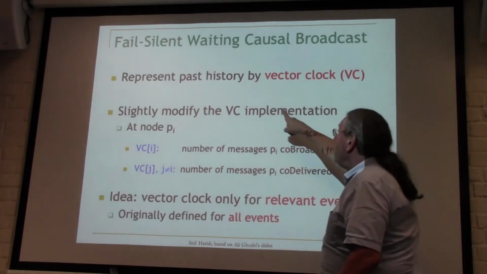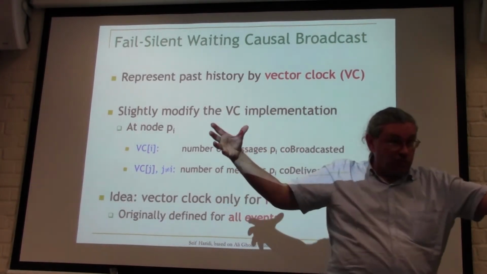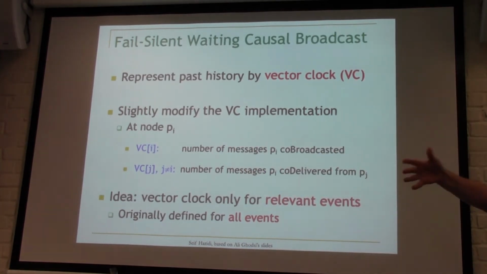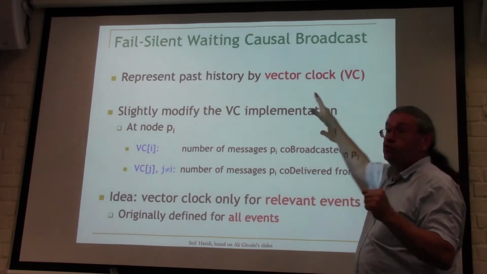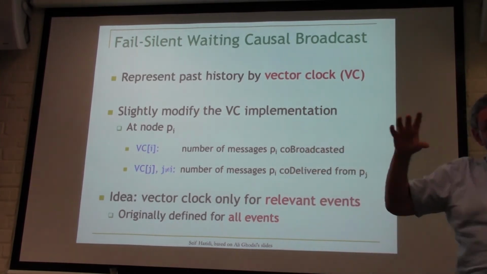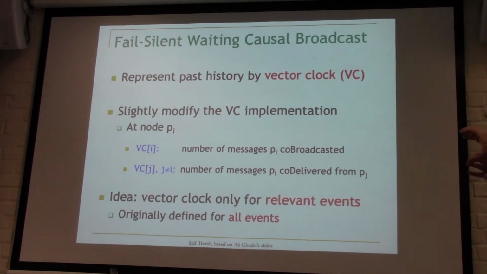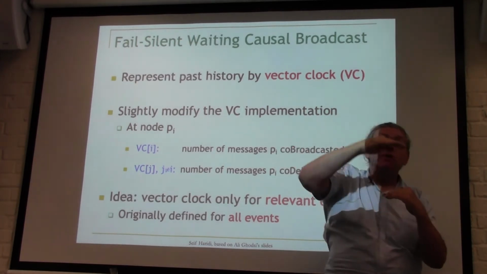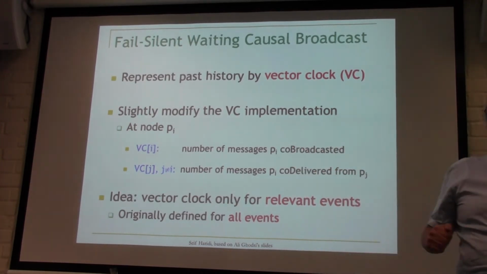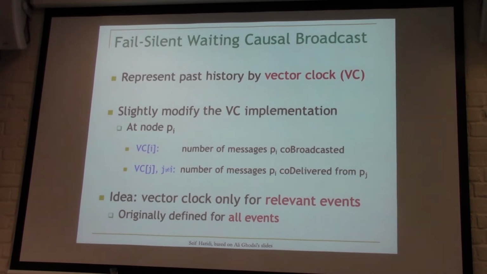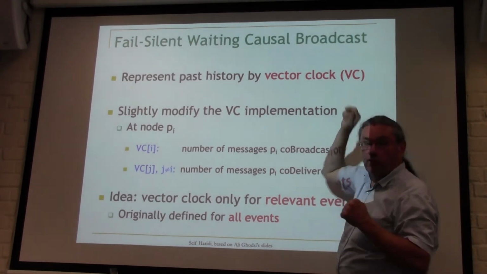So instead of representing a list of messages, which is very long and growing, we will represent it by a vector clock, which is just an array. For each node it gives you a number. So the sum of all the numbers in this array will be the length of the past history. The vector clock tells you how many past messages are on each node. So we have to compute this vector clock.